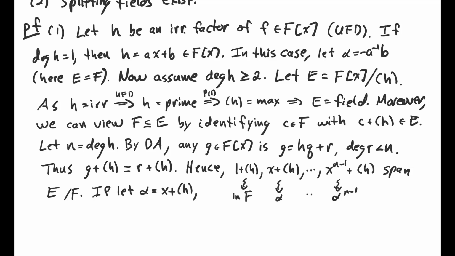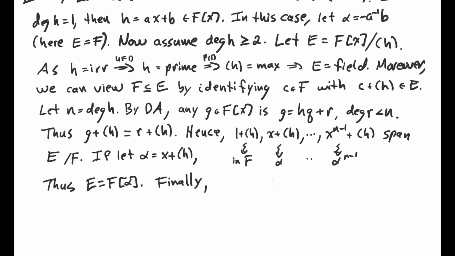In particular, if we let alpha be x plus the ideal generated by h, then, rewriting the spanning set here, 1 is already in F, at least under our identification of F as a subset of E. Then x plus the ideal, that's just alpha, and the next term is alpha squared, alpha cubed, all the way up to alpha to the n minus 1. In particular, we see that E, with F embedded in E, is just F adjoined alpha. Moreover, I claim alpha is our root of h.